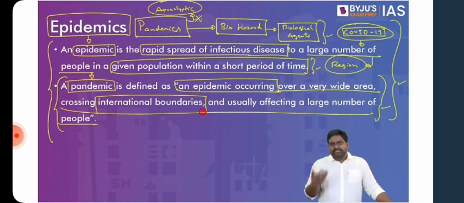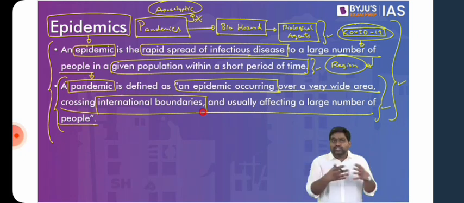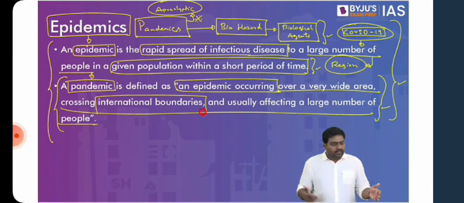Epidemic, pandemic, both are exactly the same. Both are infectious diseases. Epidemic is when it is limited to 1 or 2 countries or in a given region, in a given population. But if it spreads uncontrollably across multiple countries, across 4 or 5 countries or 10 countries or more than that, then it becomes a pandemic.